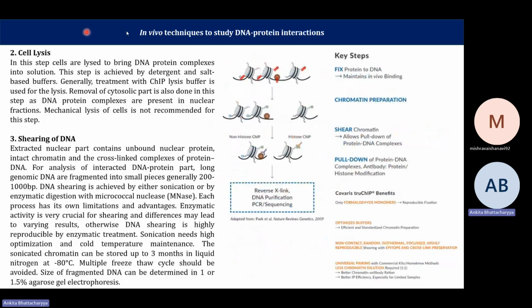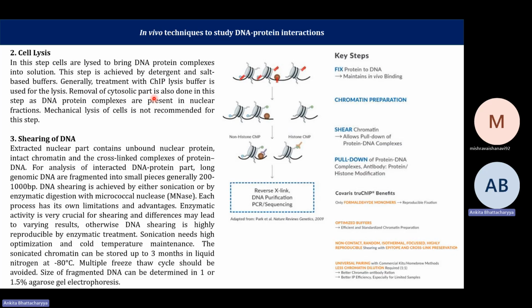The second step is cell lysis. After cross-linking, you lyse the cell. You want your DNA protein complexes to come out into solution. This is achieved by a detergent, which forms pores on the cell and allows the cell lysis to proceed smoothly. Some salt-based buffers are also utilized. Generally, treatment with the ChIP lysis buffer is recommended, and removal of the cytosolic part is also done during this step, because DNA protein complexes are present in nuclear fractions, and usually mechanical lysis is not preferred during this step.